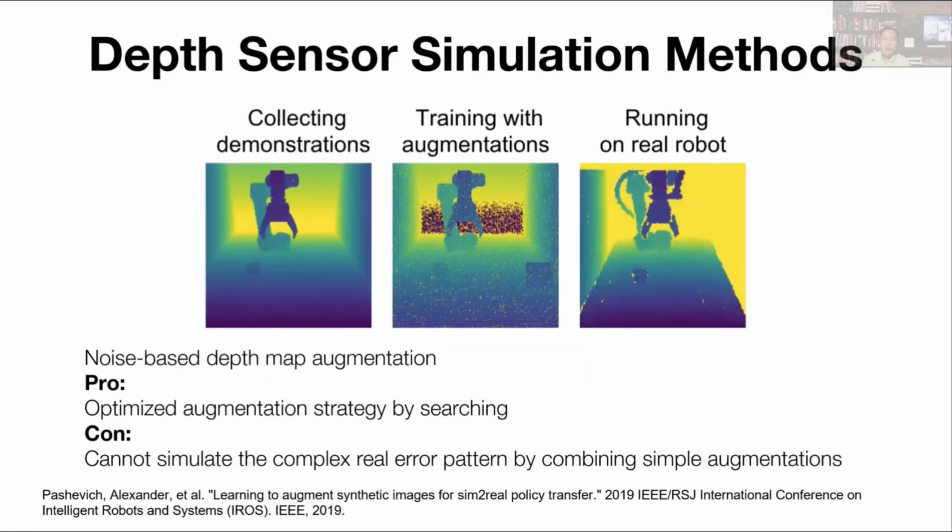The most straightforward way to narrow the sim-to-real gap is noise-based depth map augmentation. In the Learning to Augment work, they designed an efficient search for a depth image augmentation strategy, using object localization as a proxy task, and found the optimized combination of augmentations. However, the real depth sensor error pattern is usually complex and cannot be simulated by combining simple augmentations.